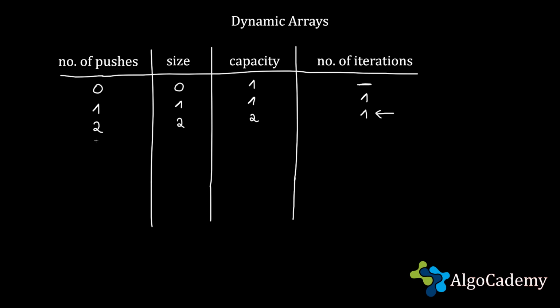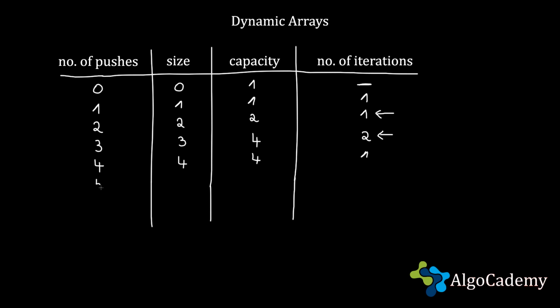Now, on my third push, what happens? Size equals capacity, so we do all of those steps. The capacity doubles. The size is now 3 as we have one more element. And the time complexity for this is the size of the array, which was 2. And this is also an arrow. Now, on my fourth push, the size is less than the capacity. Nice, so we have memory. All we do is an assignment.